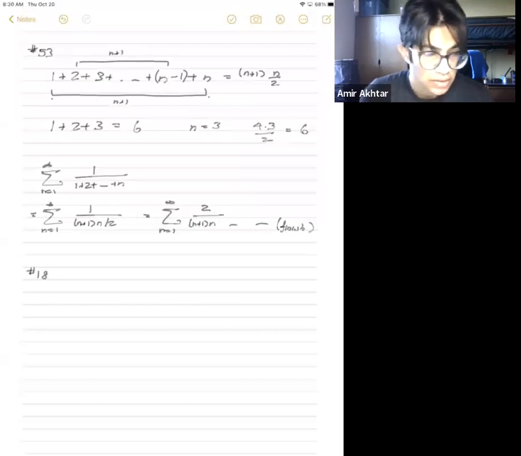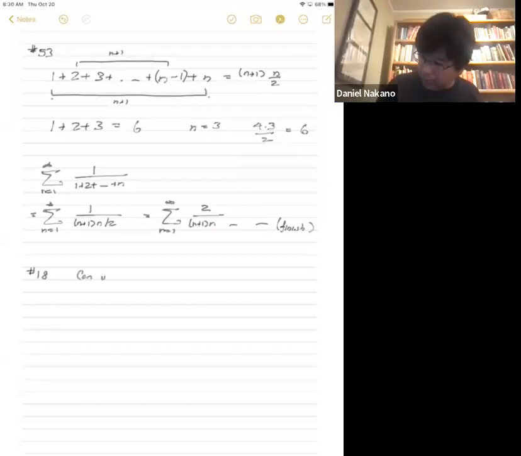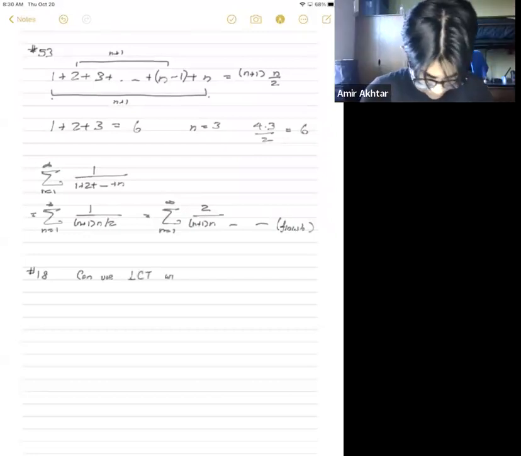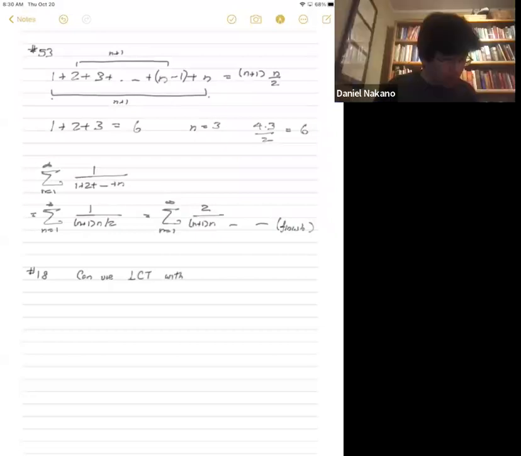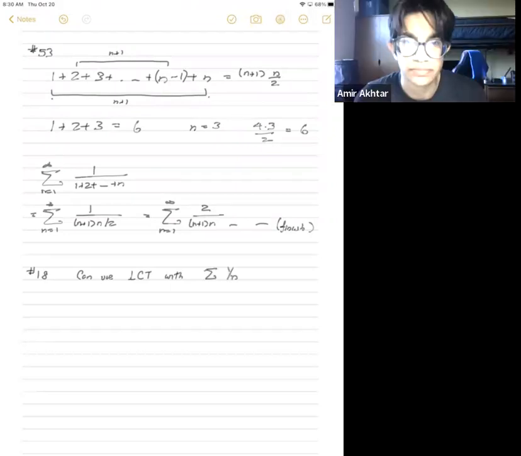So I'll just say you can use the limit comparison test with the summation. Well, you can either use 1 over n. That's good enough.